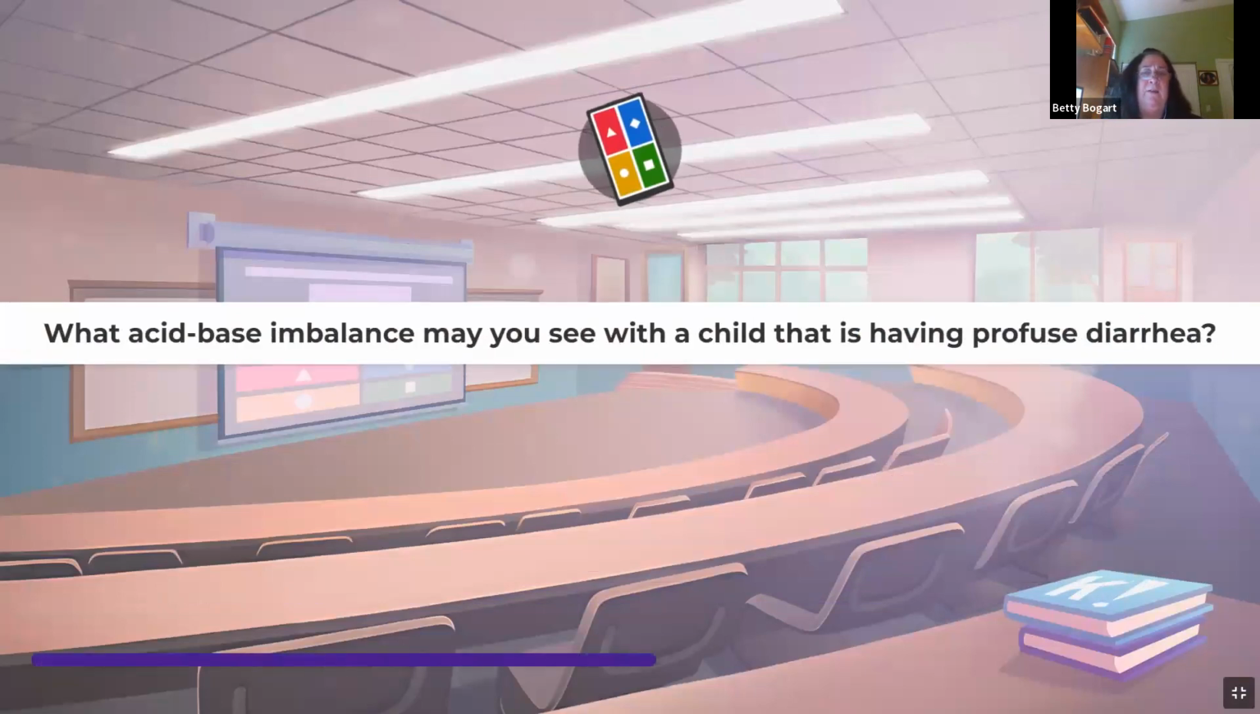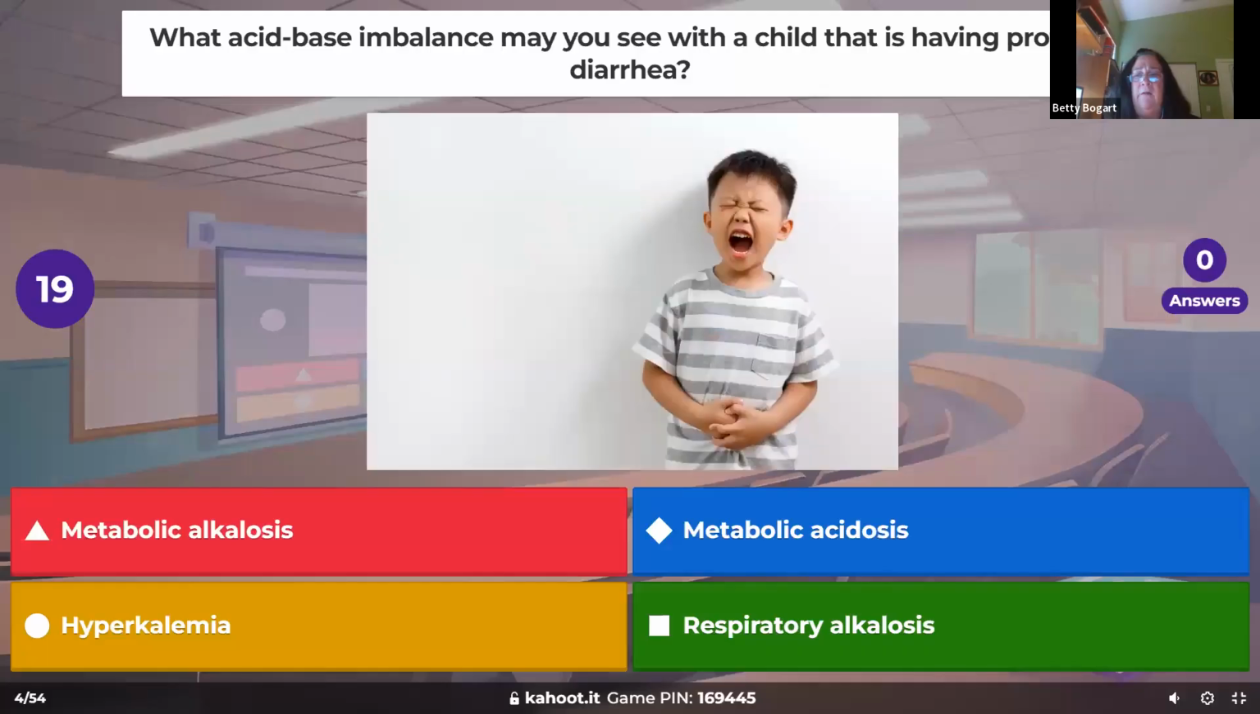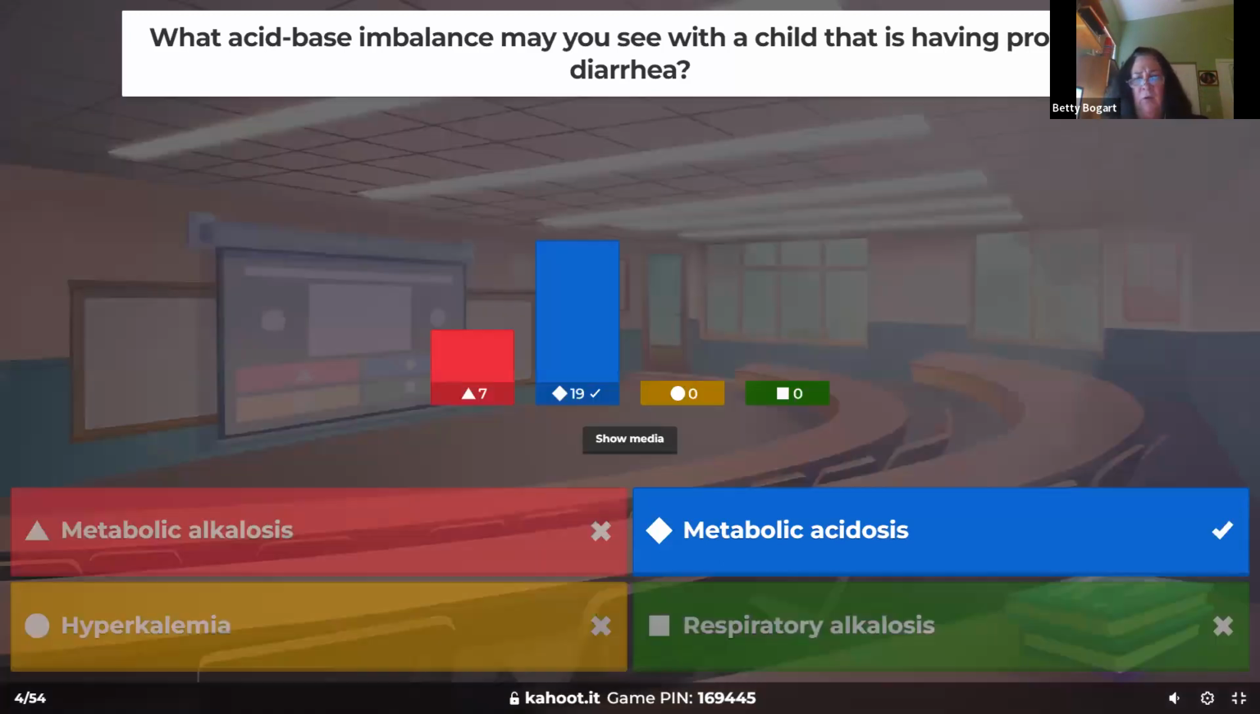What acid-base imbalance may you see with a child who's having profuse diarrhea? Remember, diarrhea is where all of the digestive enzymes come out, and those digestive enzymes are alkaline. So you are spitting out alkaline. What is left is acidosis. So it's metabolic acidosis. What would you see with vomiting? You're spitting up all the gastric acid, right? So you're getting rid of acid. What's left? Alkaline, right? So it's metabolic alkalosis. Remember those two? You're just going to see those whether in this class or Med-Surg 2.